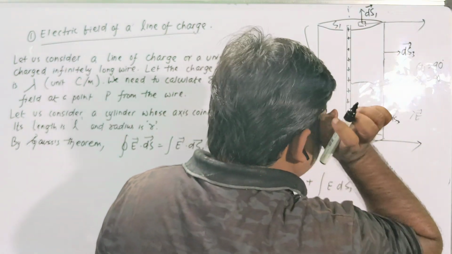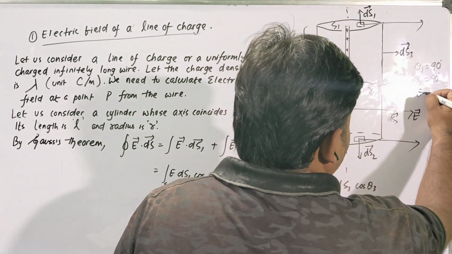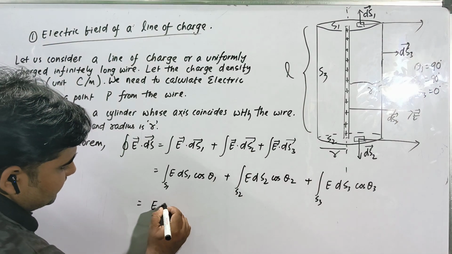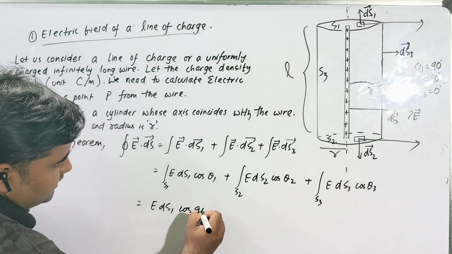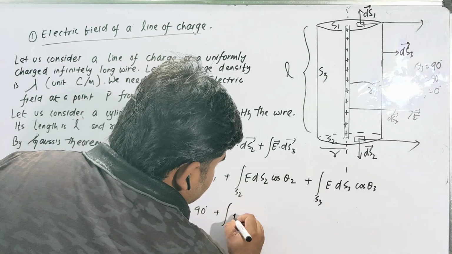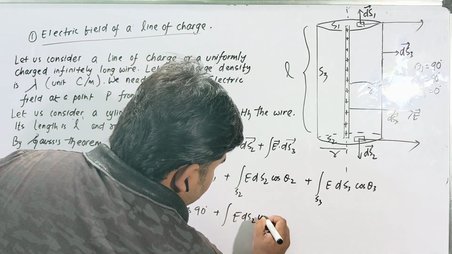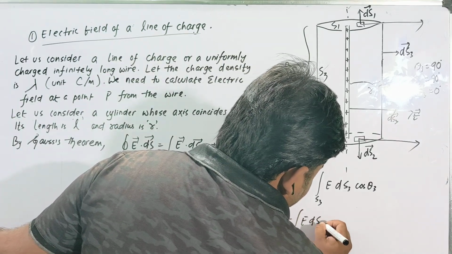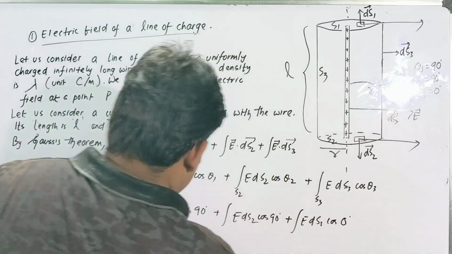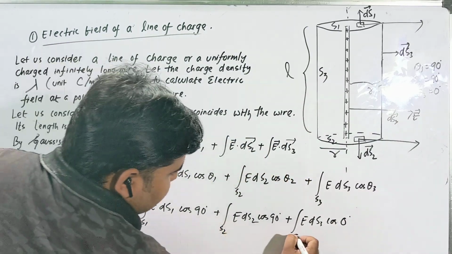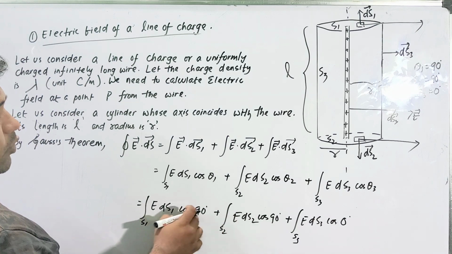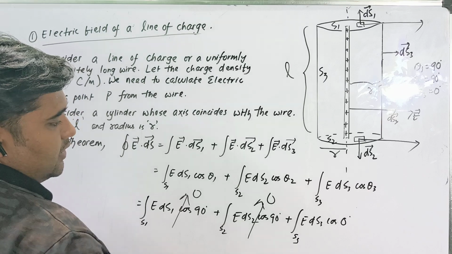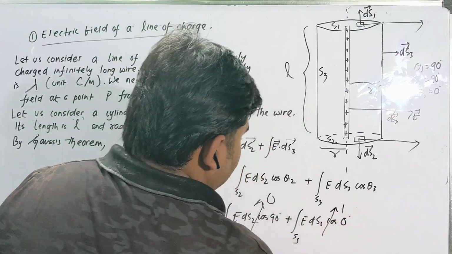Angle between ds3 and E is 0. Theta 3 is 0. So just put these things: E ds1 cos 90 plus E ds2 cos 90 plus E ds3 cos 0. The value of cos 90 is 0, and cos 0 degree is 1.